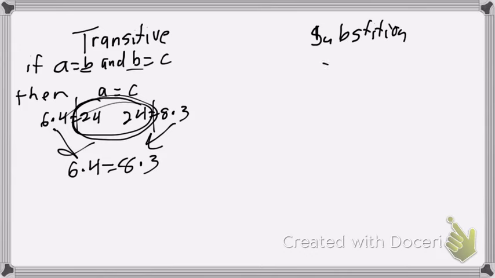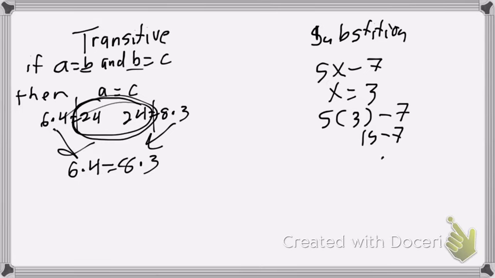That is different from substitution. Substitution occurs like 5x minus 7. I say that x equals 3. Then I can write 5 times 3 minus 7. 15 minus 7 gives me 8. So here what I did was I just plugged that in. I'm taking something out of one equation and putting it into the other.